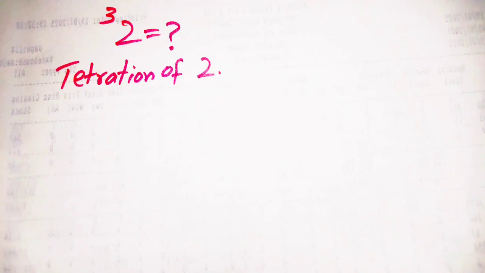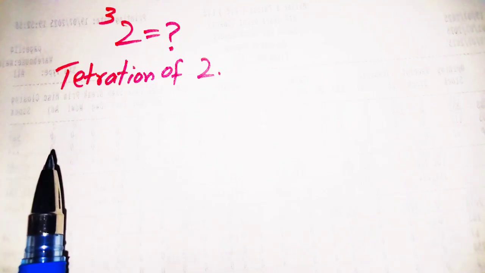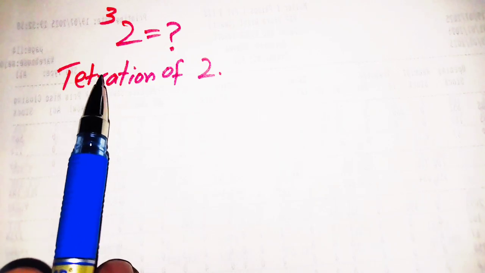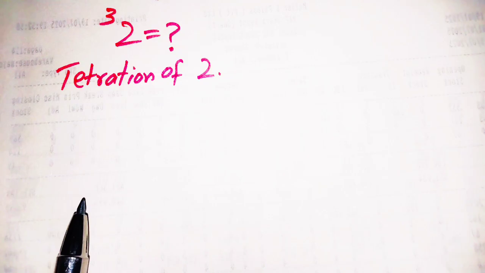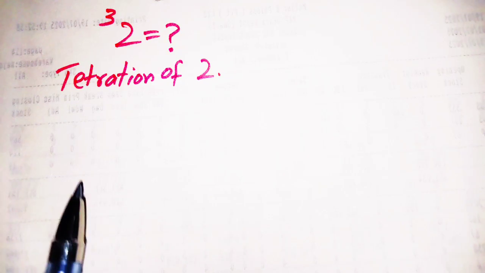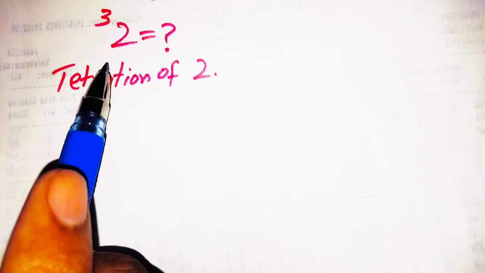Today we are going to solve a very interesting equation, which is the third tetration of 2. In this video we will explain why tetrations are not taught at school level, and we will also explain the difference between tetration and exponent. This is not an exponent.